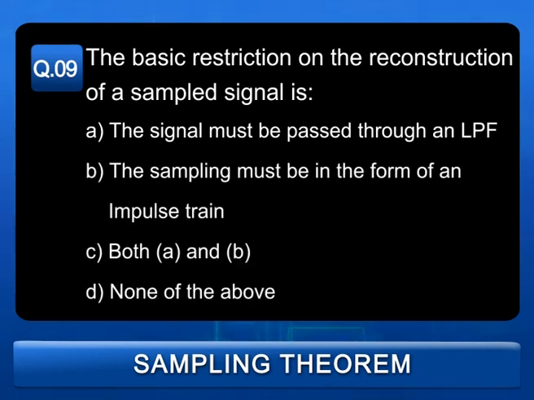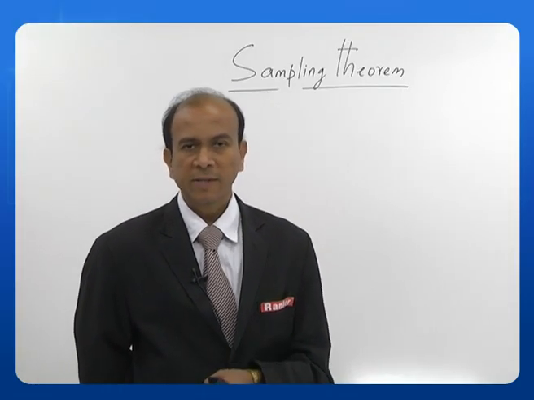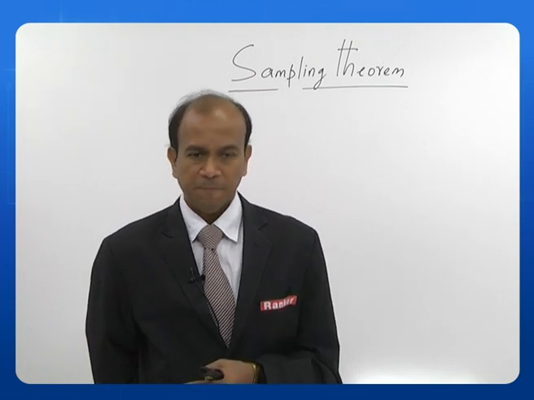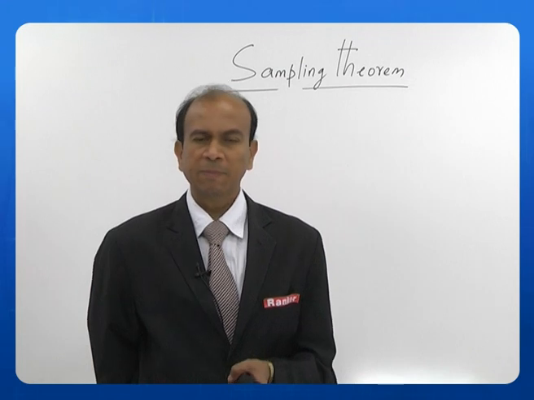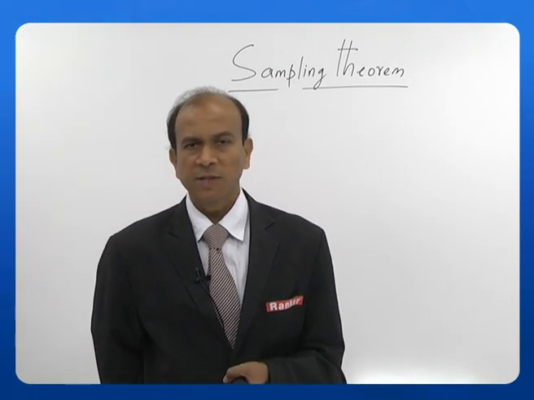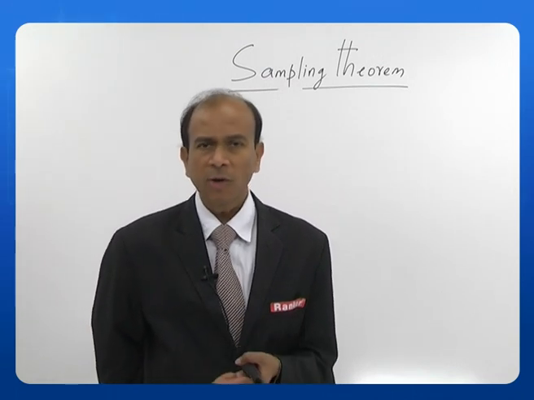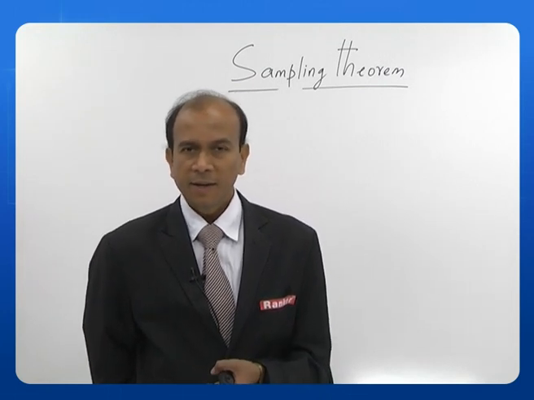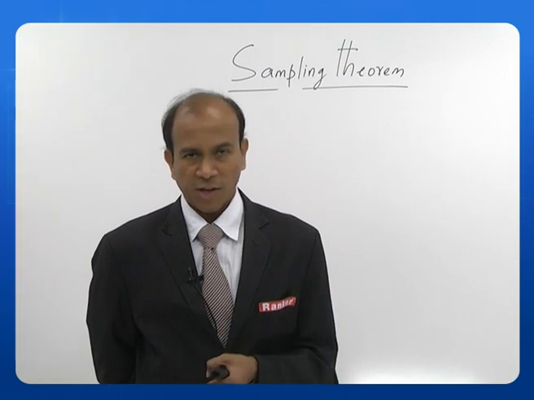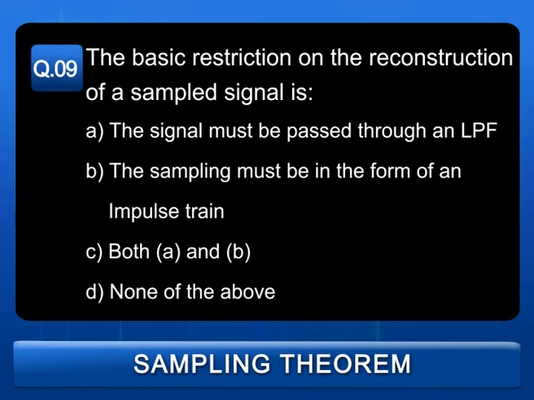Let us see the ninth question. The basic restriction on the reconstruction of a sampled signal is A. the sampling must be passed through a low pass filter, B. the sampling must be in the form of an impulse train, C. both A and B, D. none of the above. The question again is, we want to find out what are the basic restrictions on the reconstruction of a sampled signal. So, A is correct because the signal must be passed through a low pass filter. Why are we passing this through a low pass filter? We want to prevent aliasing. So, that is true. A is correct. B also is correct in the sense that I want the sampling to be done in the form of an impulse train. So, A and B in fact are true. Therefore, the answer is C, which says both A and B.